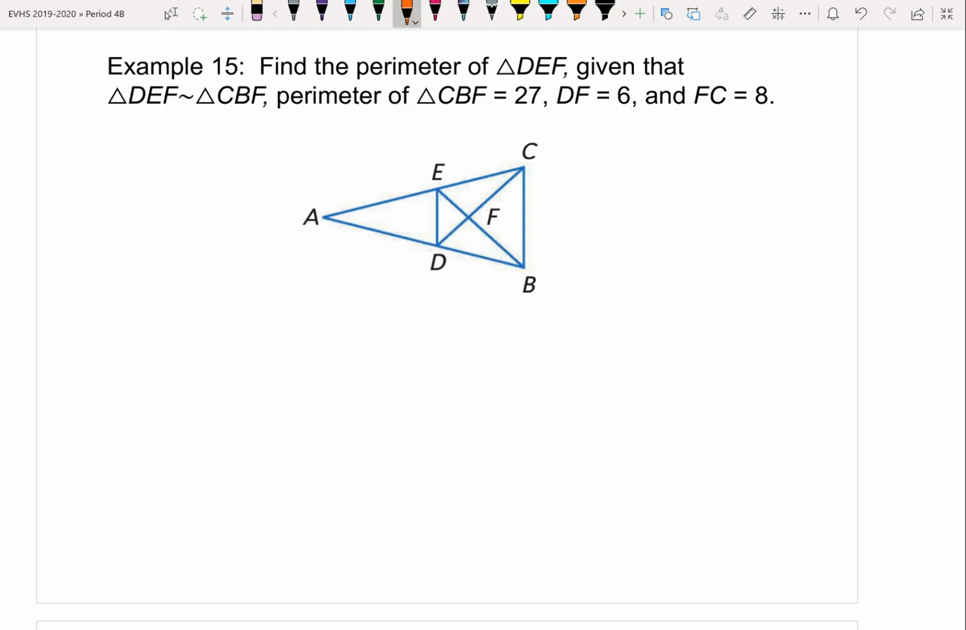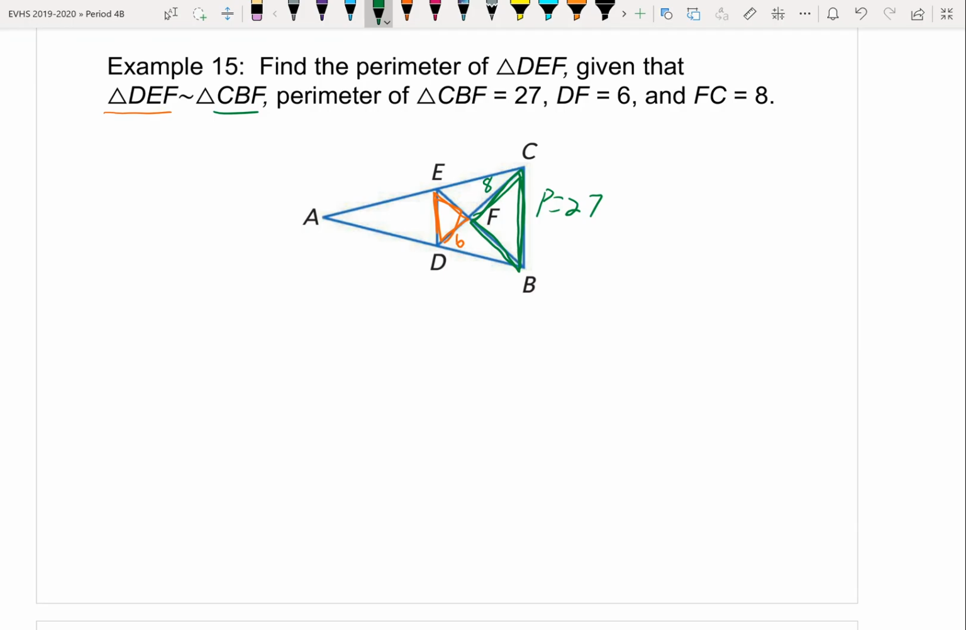All right, so first off, we're talking here about triangles DEF, which I'm highlighting in orange here, or tracing in orange. CBF, I'm going to trace in green. Now, I'm going to fill in the information it gives me. Perimeter of CBF is 27. DF is 6. And FC is 8.